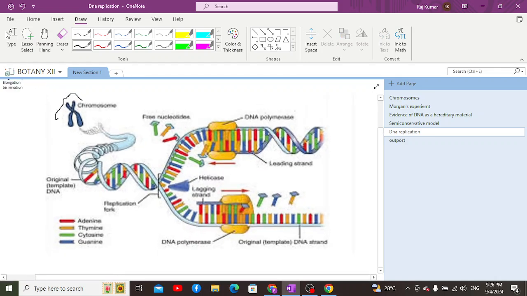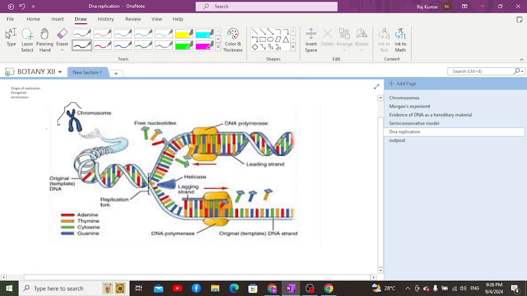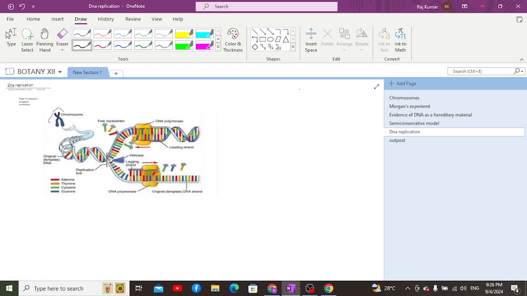It is a heterocatalytic process because the nature of the reactant, which is the DNA, is different from the nature of the product, which is RNA, due to which it is a heterocatalytic process, which is known as transcription.